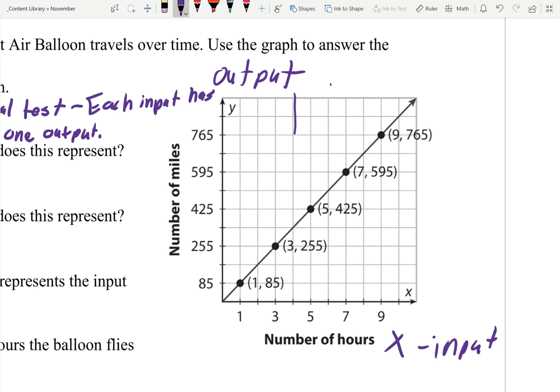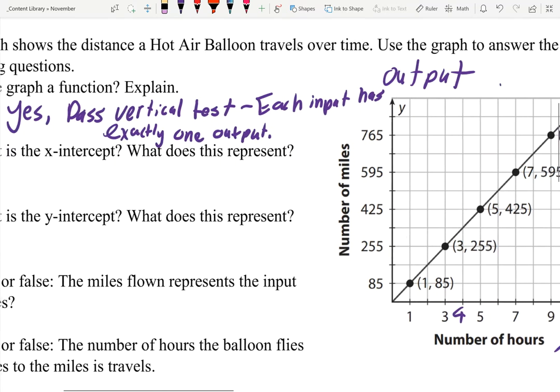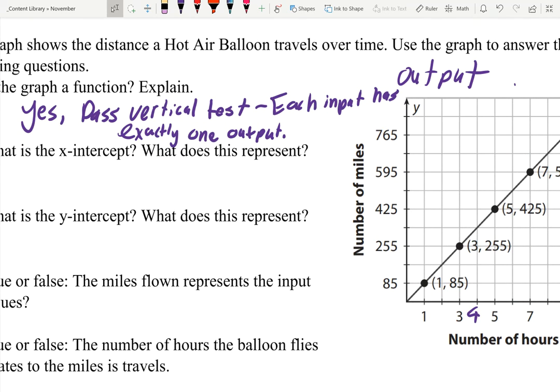So every input, that's what the vertical line does. The vertical line essentially focuses on one of the input values, like for example, the input value of 4 at this vertical line. And it states that if it only has one point of intersection, it only has one output value. Whereas if the function, for whatever reason, did this, then you would have two output values at that one input value, in this example, 7, right? That's when it would fail the vertical line test. So these definitions mean the same thing. It passes the vertical line test because each input has exactly one output.